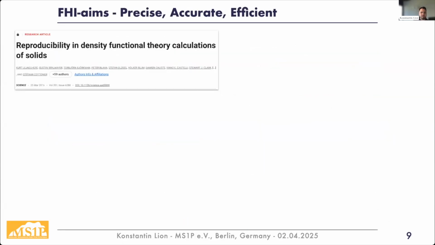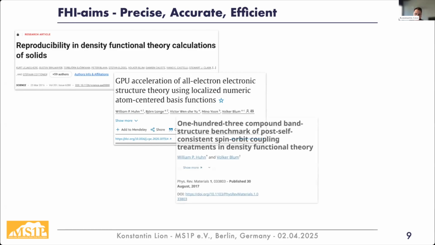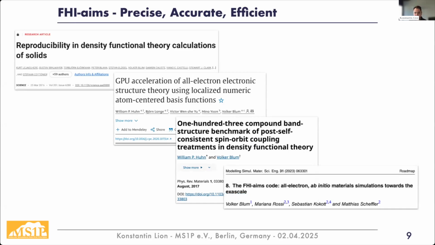So we want to be precise, we want to be accurate, but we also want to be efficient. So this is here the reference again for the delta test. We also have other references you can take a look at. For example, this is the paper on the GPU acceleration of FHI-aims. So we have partial GPU acceleration to also allow these efficient computations on newer architectures. We have, for example, also a band structure benchmark with spin-orbit coupling, if this is what you're interested in. As well as, for example, a relatively recent roadmap article that really describes what FHI-aims is doing to go towards the exascale.